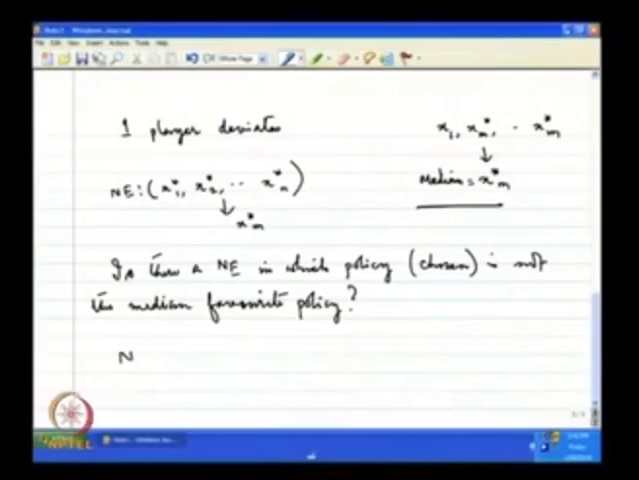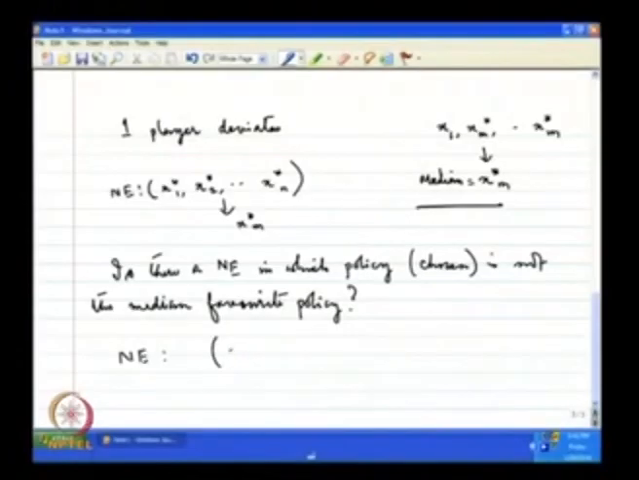And the answer is again yes. And I can give the following example. Suppose everyone is announcing a particular number which is not x_m star, then that is a Nash equilibrium. For example, suppose everyone is announcing x bar, where x bar is not equal to x_m star, then this is a Nash equilibrium.